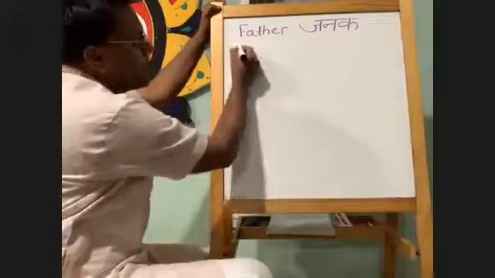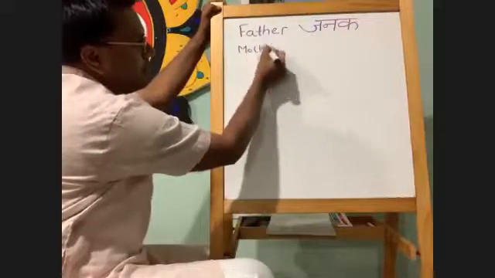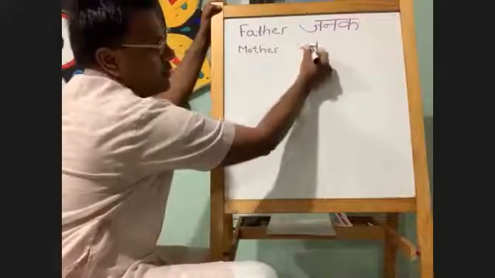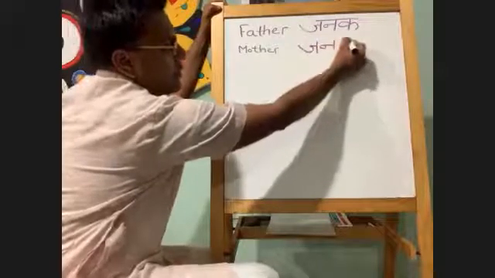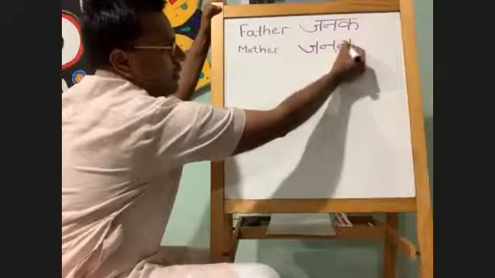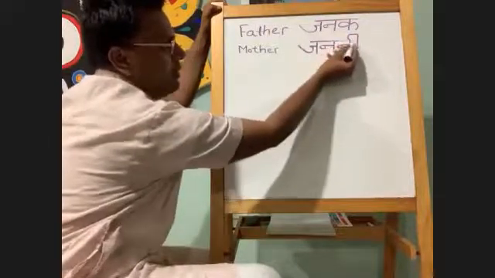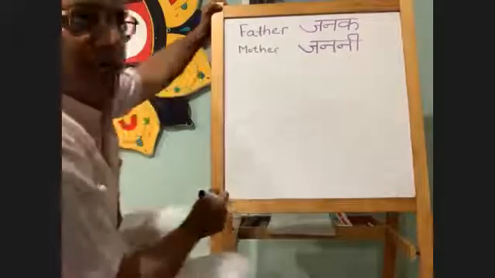Same with mother. Janani. So ja, na, e. E is represented as its matra. So Janani. So Janak, Janani.